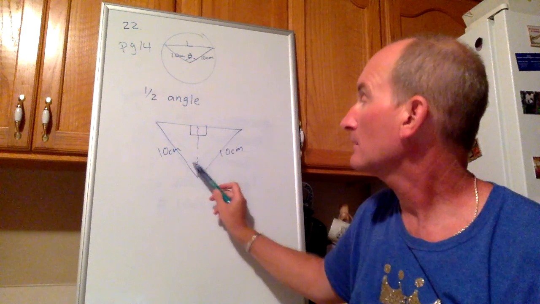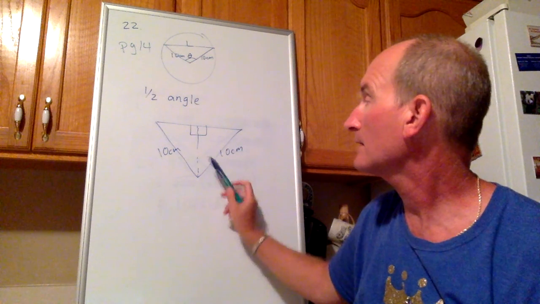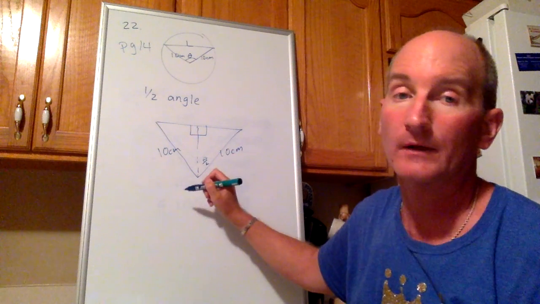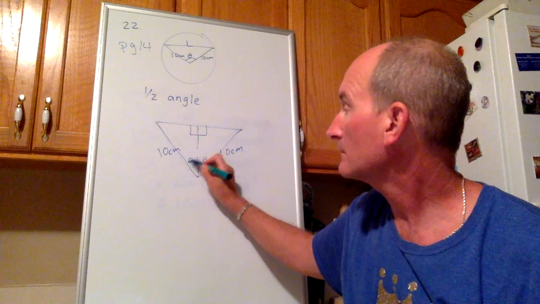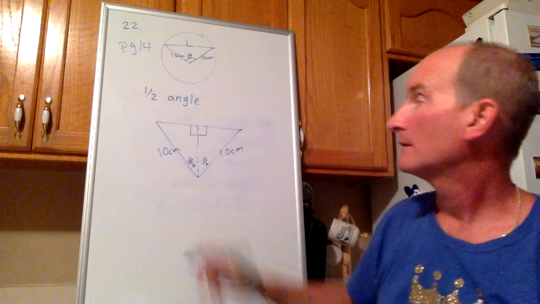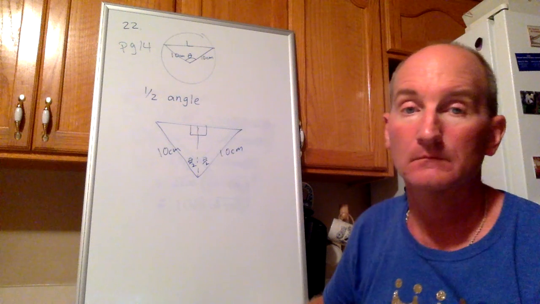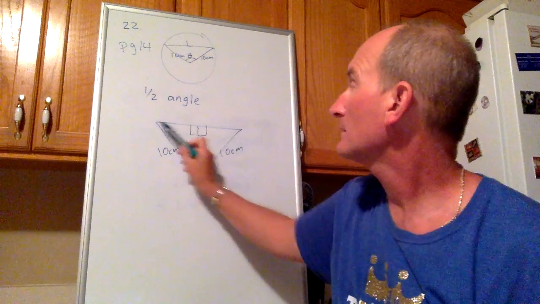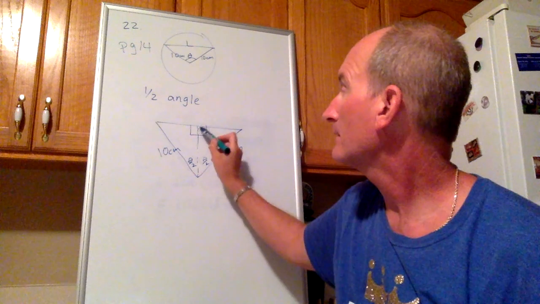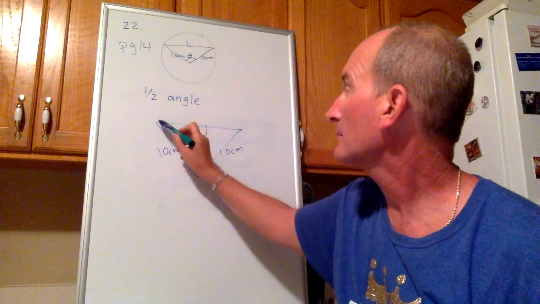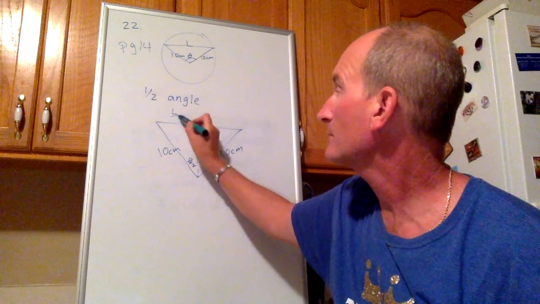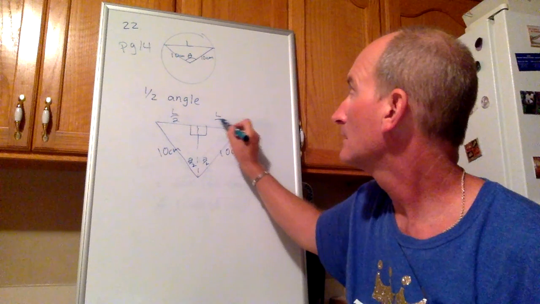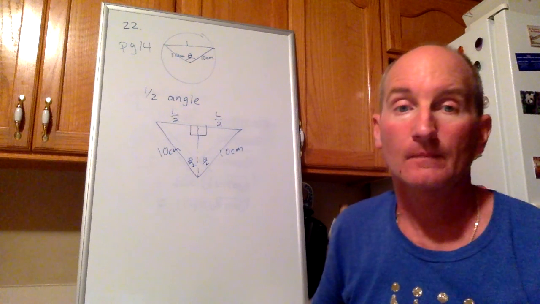So if this central angle is theta, this now becomes theta over 2, or 1/2 theta, and so does this one. Now I have two right triangles, and if this entire segment is L, then this perpendicular bisects this base, so this becomes 1/2 L, or L divided by 2, and the same over here.